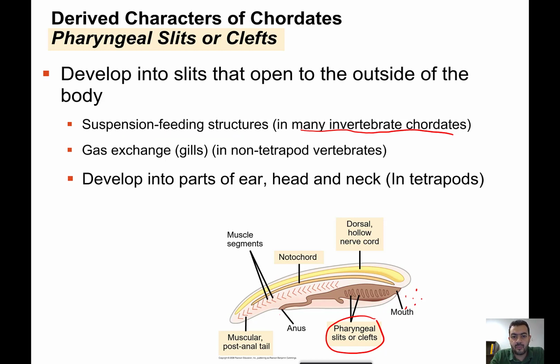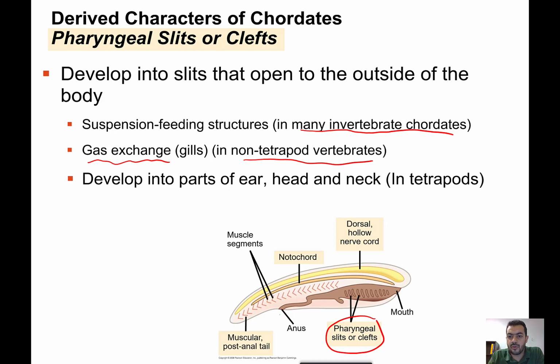While in non-tetrapod vertebrates, what we can see is that the pharyngeal slits or clefts will serve the function of gas exchange, so they will develop into the gills. So again, it provides an opening within the digestive tube, so water will come in with dissolved oxygen, and then gas exchange will happen, so the uptake of oxygen and the removal of carbon dioxide will take place through the pharyngeal slits. So this is better because water will be removed from here rather than moving all the way around and getting out from the anus.